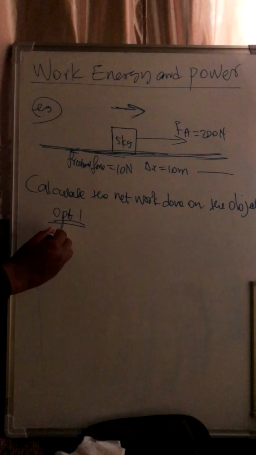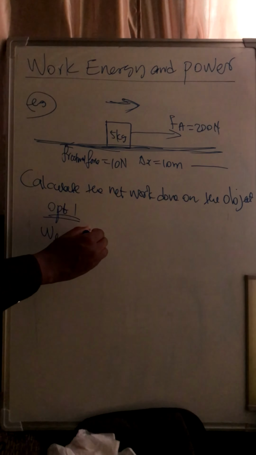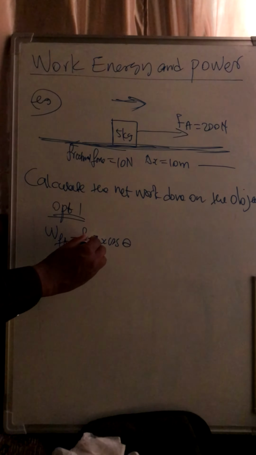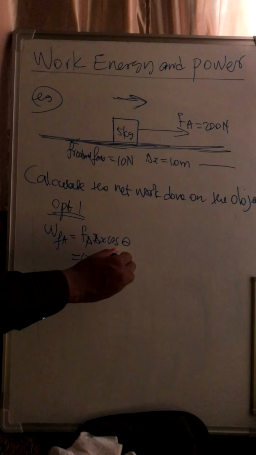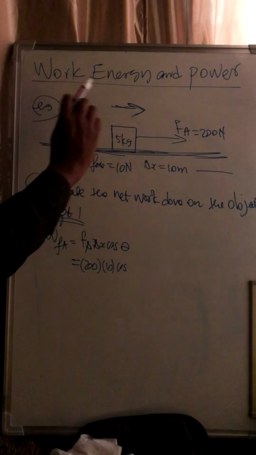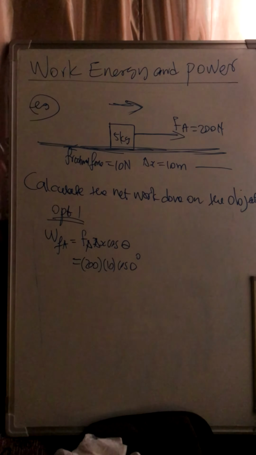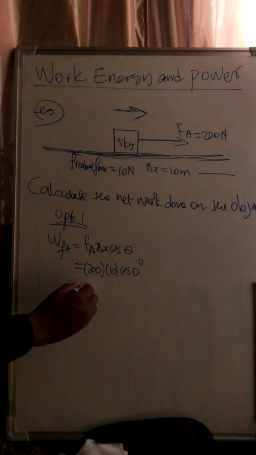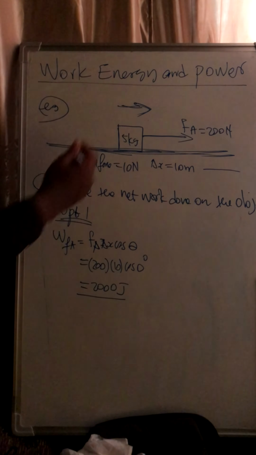Option 1, you will say work done by applied force. What is the work done by applied force? Applied force, change in X, cos theta. What is the applied force that we have there? It's 200, see? Then change in X is 10. Here we have cos. Look, this motion is going to the right, and this force is going to the right. So meaning that this one will be cos 0, because it's going in the direction of the motion. When you multiply here, this one will give you 2000 joule. This is the work done by the applied force.